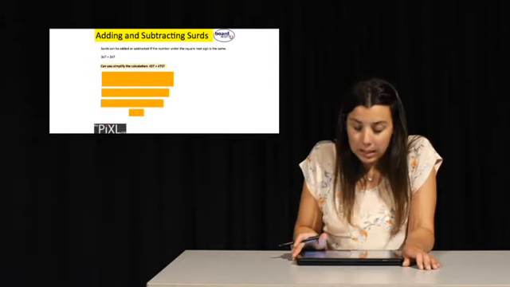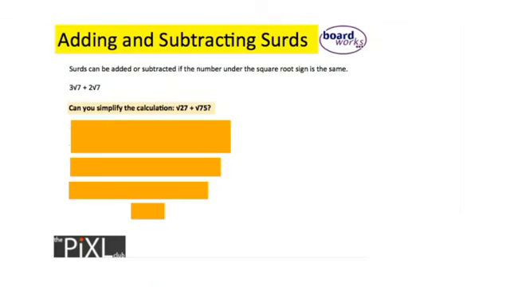Let's now have a look at adding and subtracting surds. Surds can be added or subtracted if the number under the square root sign is the same. So let's look at our first one. We have 3 root 7, add 2 root 7. So we have 3 lots of root 7, add another 2 lots of root 7, and we simply have 5 lots of root 7.